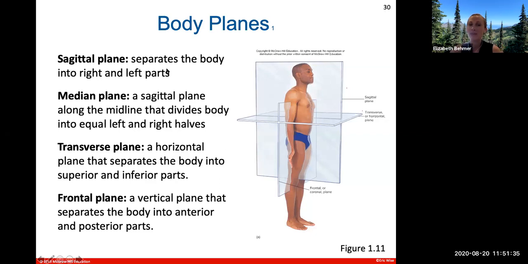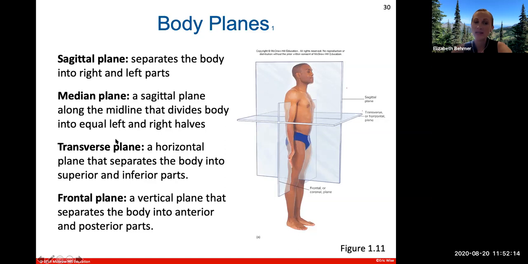A sagittal plane separates the body into right and left parts. So that would be going right down the center of me. That would be the sagittal plane. The sagittal plane would be any separation of the body into right and left parts. The median plane is the sagittal plane right along the midline that divides the body into equal left and right halves. So that's the difference between a sagittal and a median plane. A sagittal plane could be a cut down me over here that would go down the body, but it wouldn't be equal right and left halves. A median plane is an equal cut down the body into equal right and left halves.